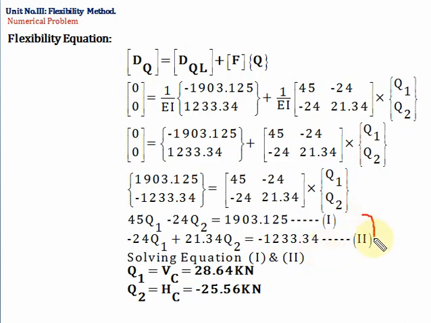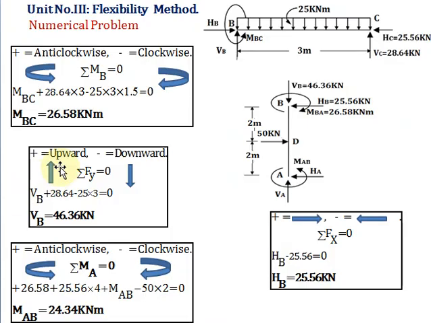So by solving these two simultaneous equations 1 and 2, we'll get the value of q1. q1, which we are considering as the vertical reaction at C, is equal to 28.64, and q2 is equal to the horizontal reaction at C, that is minus 25.56 kilonewton. So these two redundants, or two unknowns, we have calculated. Now the next step is to find out the other unknown reactions.